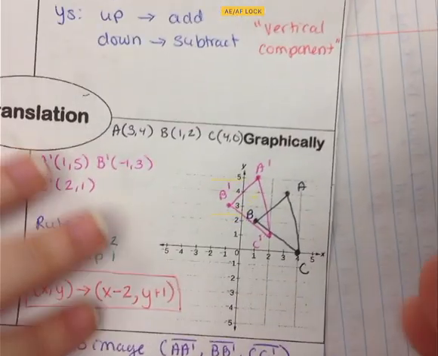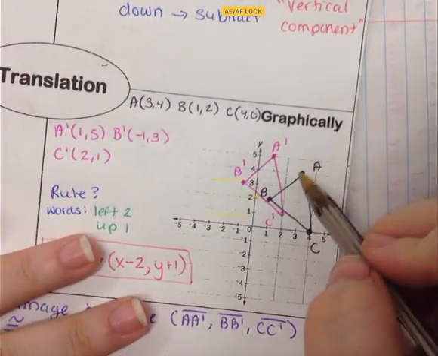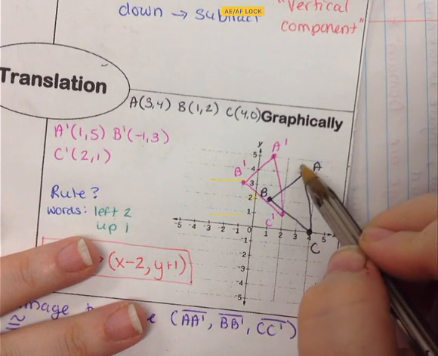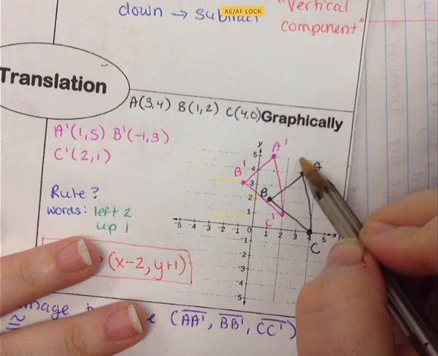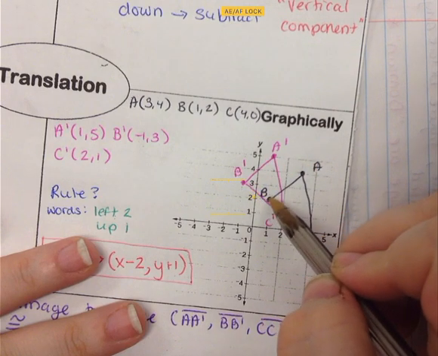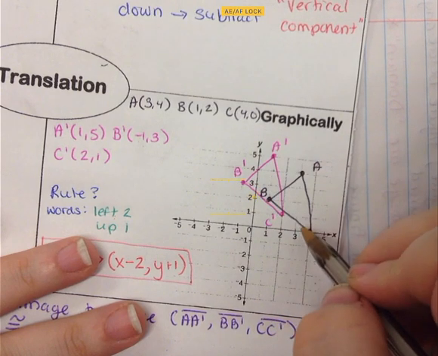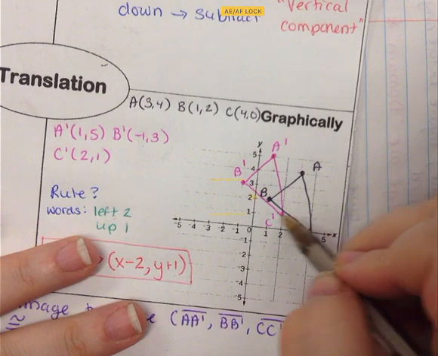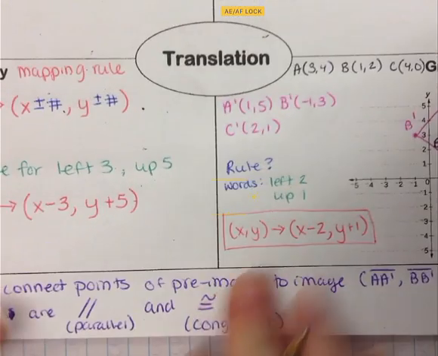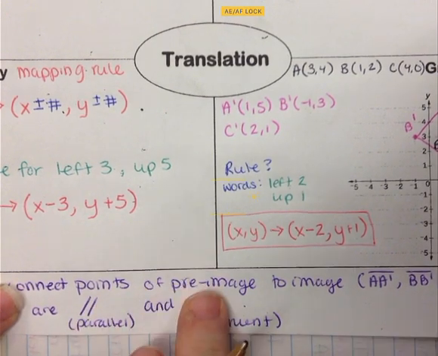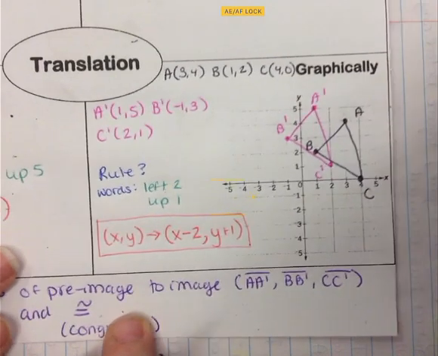So for the slope, from A to A prime, rise over run. We went up 1, left 2, that's 1 over negative 2, so that's negative 1/2. B, up 1, left 2, also negative 1 over 2, so negative 1/2. From C to C prime, up 1, left 2, also negative 1/2, so they are in fact parallel. The A prime, B prime, and C prime are parallel. Now we have to check that they're congruent, the same distance.